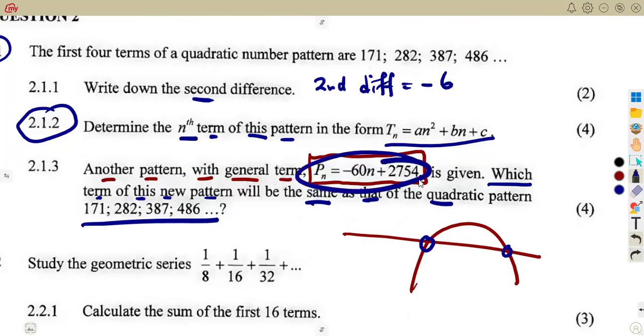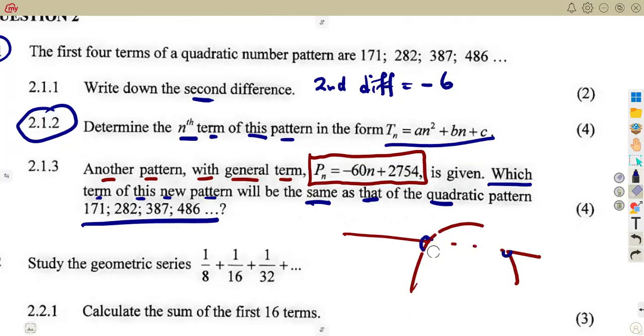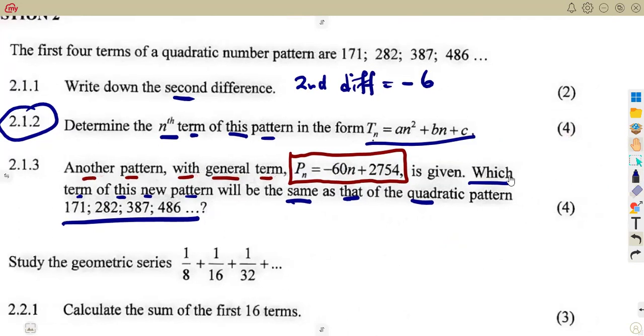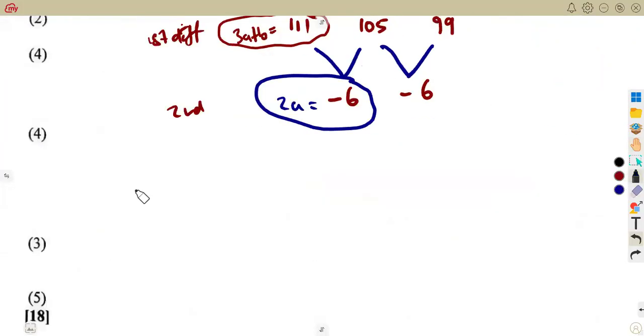This linear pattern, as you can see, the highest exponent is 1, so that's a linear pattern. And that of the quadratic, because this part is forming the quadratic. They're saying at which value of n the two will be equal. So it means the Tn, this one, that's 2.13. Let us just have it here. That's 2.13. So it simply means Tn of the quadratic must be equal to Pn. That is, they are the same.